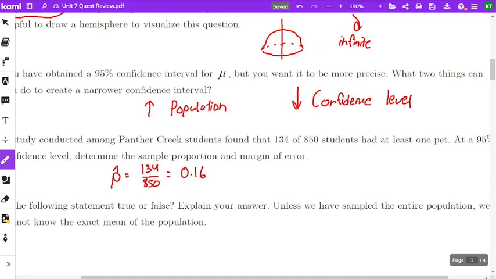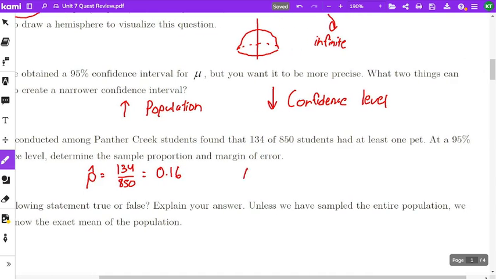Then I would go ahead and plug this into my formula. So my margin of error is going to be equal to 1.96 times the whole entire square root of 0.16 times 0.84. Again, that's 1 minus my sample proportion, divided by my entire population, which is 850.